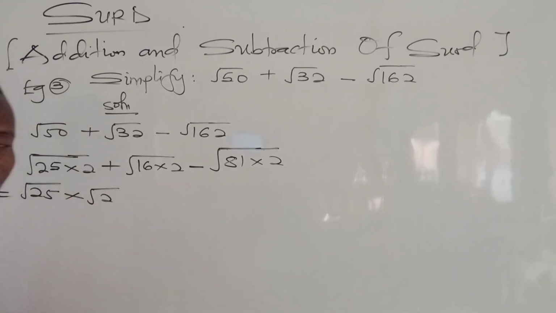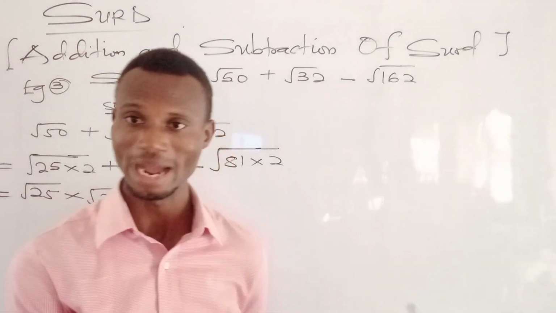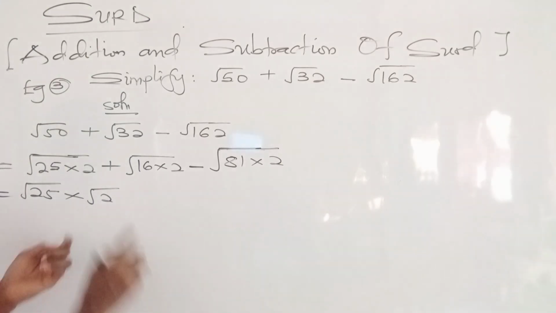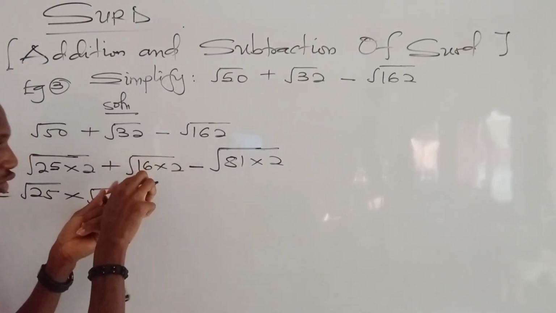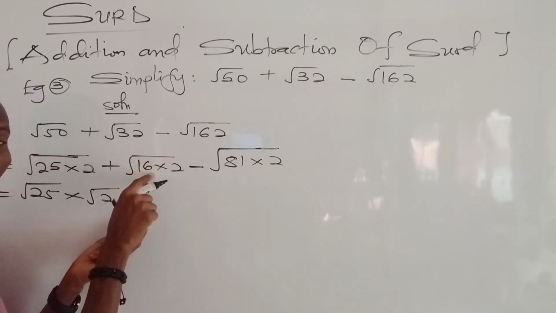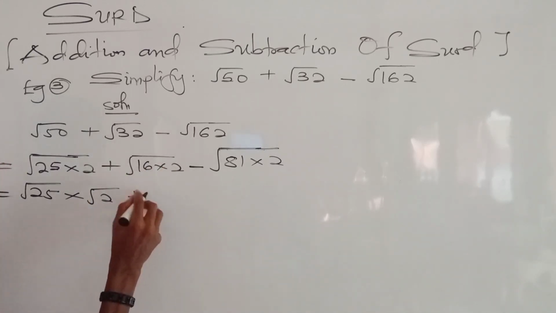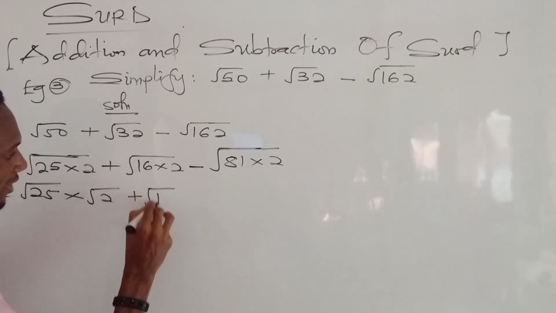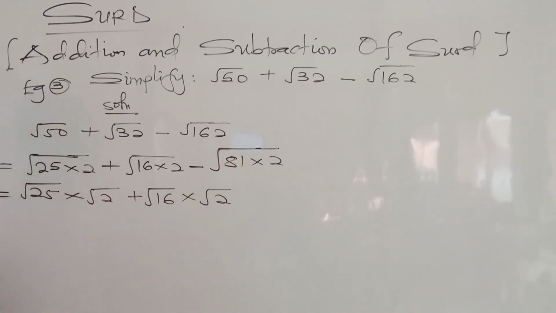I hope you agree with me. We learned this under the simplification of surds, and we are applying the same knowledge here. Then bring your plus, which is here. Now this square root will also affect everything down here. So the square root sign will affect the 16 and also affect the 2. So we can separate them by writing it as square root of 16 times square root of 2. I hope you agree with me.